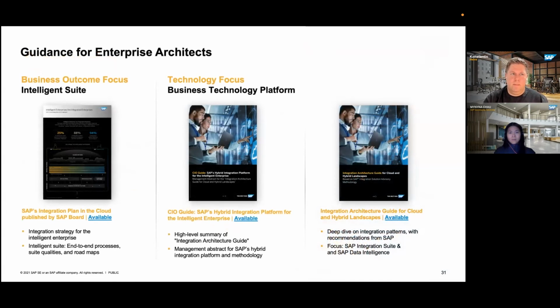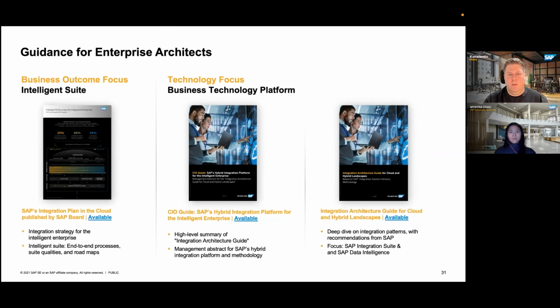So first of all, we have some guides available. The first one, I already mentioned, our integration strategy paper, is more business outcome focused. So this would be probably a good starting point if you want to get a generic overview on SAP's integration strategy, but also our integration plan in the cloud. When it gets more technical, the technology focus, we have provided 2 guides. I will start on the right because this is the most comprehensive guide. It's the integration architecture guide for cloud and hybrid landscapes.